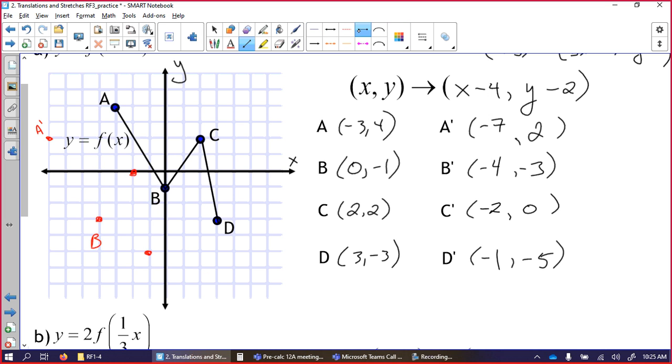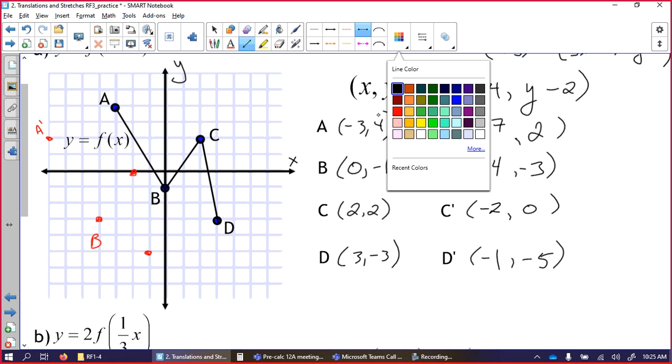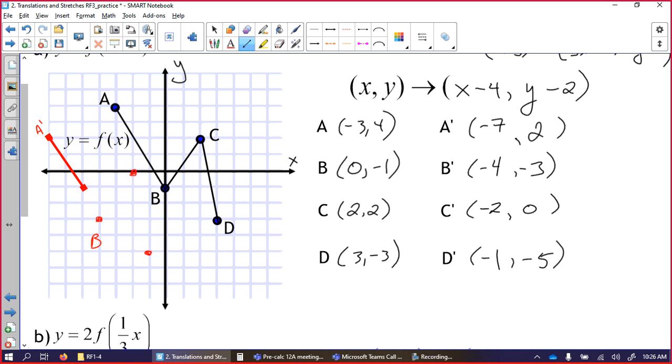Let's use that one. Red. So A, B, C, D, and I was bad and didn't say. Let's hope I plotted those correctly. It looks all right. C prime, D prime. Now, what are the odds? Nope. Let's see if this is, no.